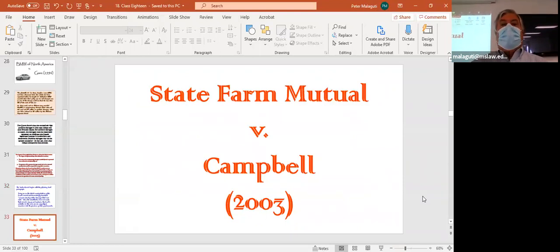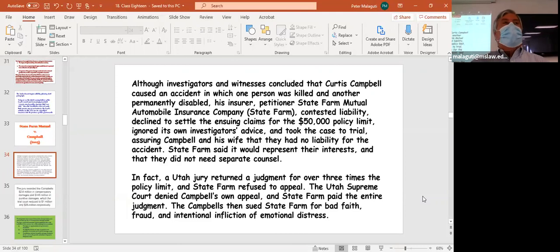Here's the State Farm Mutual case. Curtis Campbell caused an automobile accident. A person was killed, another was permanently injured. He had a $50,000 policy limit with State Farm Mutual. You guys, I hope you know from torts the way that insurance policies work. They work through subrogation, essentially.